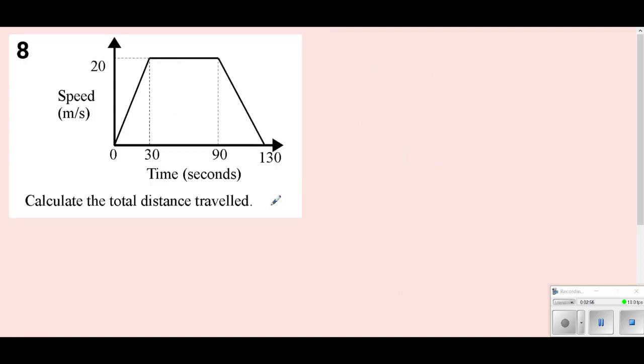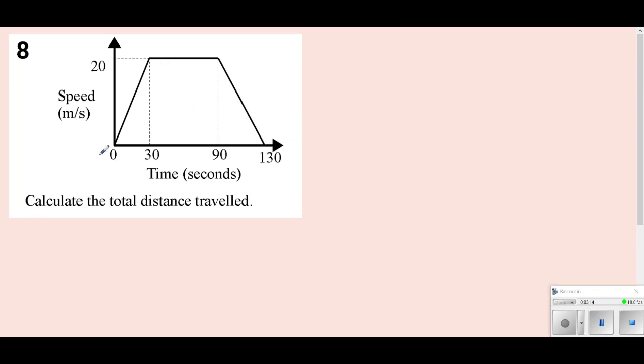Question 8. We're given a speed time graph and asked to calculate the distance travelled. To calculate distance, that's speed times time. So we're working out here the area under the graph. Now we're split into 3 bits. The dashes on the diagram help indicate that.